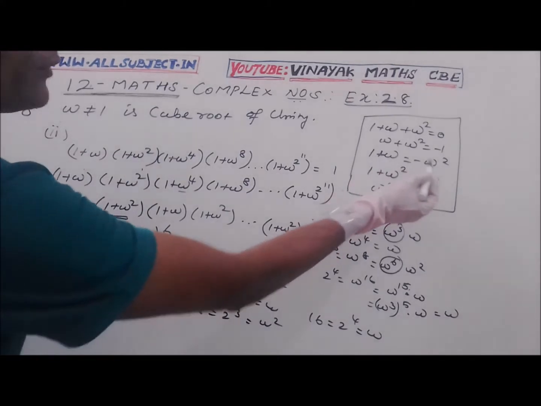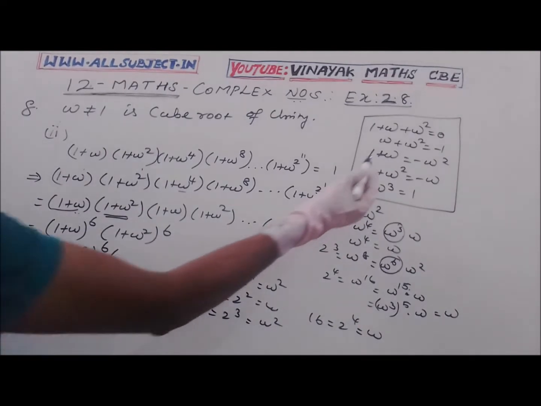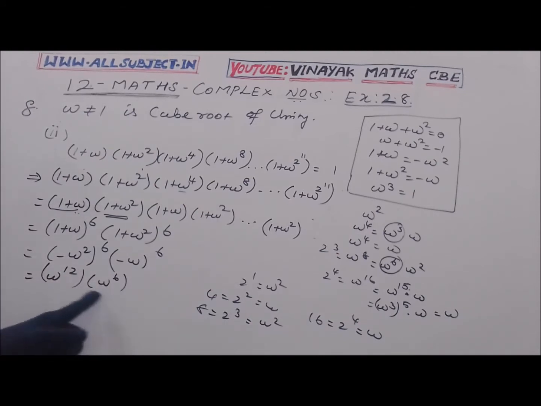For 1 plus omega we have minus omega square, so (minus omega square) whole power 6. And for 1 plus omega square we have minus omega. Power 6. This is equal to omega power 12 into omega power 6. Both are multiples of 3.